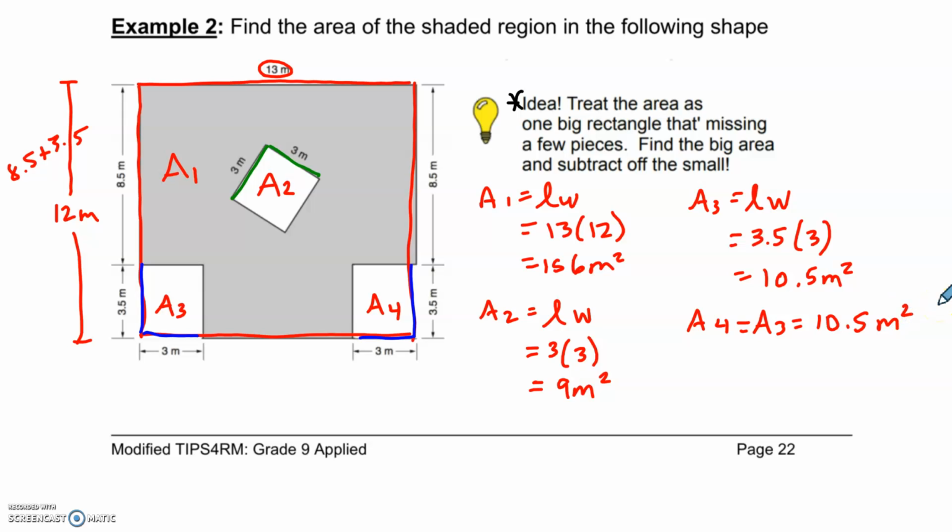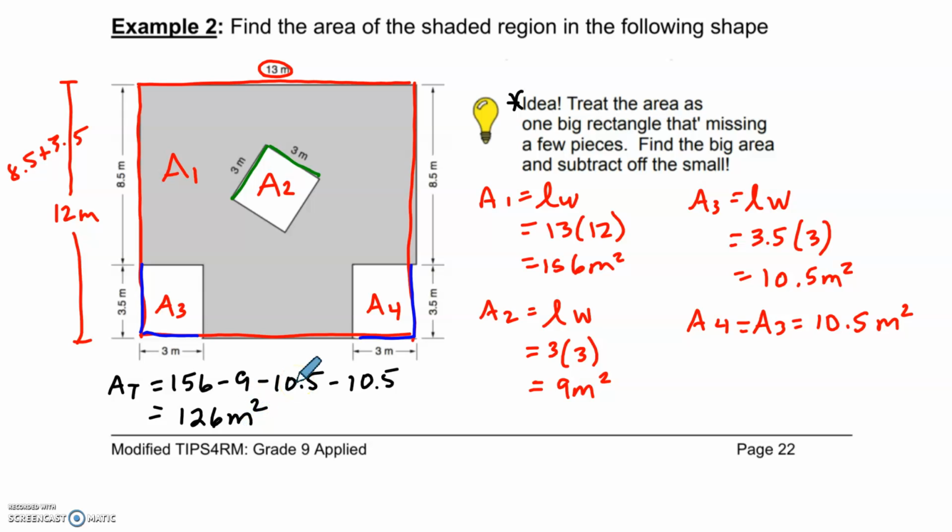Okay, my last step is to do area total. I'm going to do that over here so I have room. So area total, I'm going to take area of the large rectangle, which is 156, and then I'm going to subtract out this middle rectangle here, which is 9 meters squared, and I'll subtract out this corner, and then I'll subtract out this last piece. Okay, and that is going to be 156 minus 9 minus 10.5 minus 10.5. That's going to give me 126 meters squared.